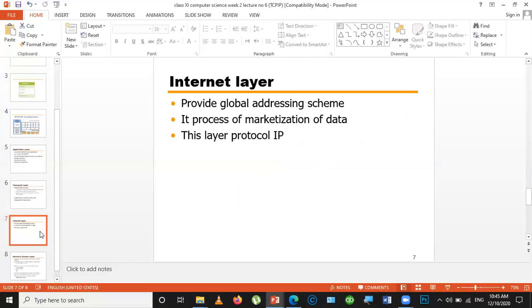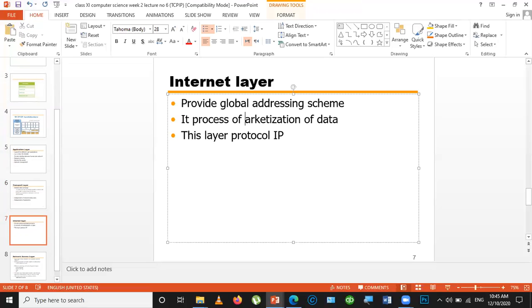And then we can see that the internet layer provides global addressing schemes. It provides the process of packetization of data. Sorry, it is not marketization of data, it is packetization of data. This layer's protocol uses IP, Internet Protocol.